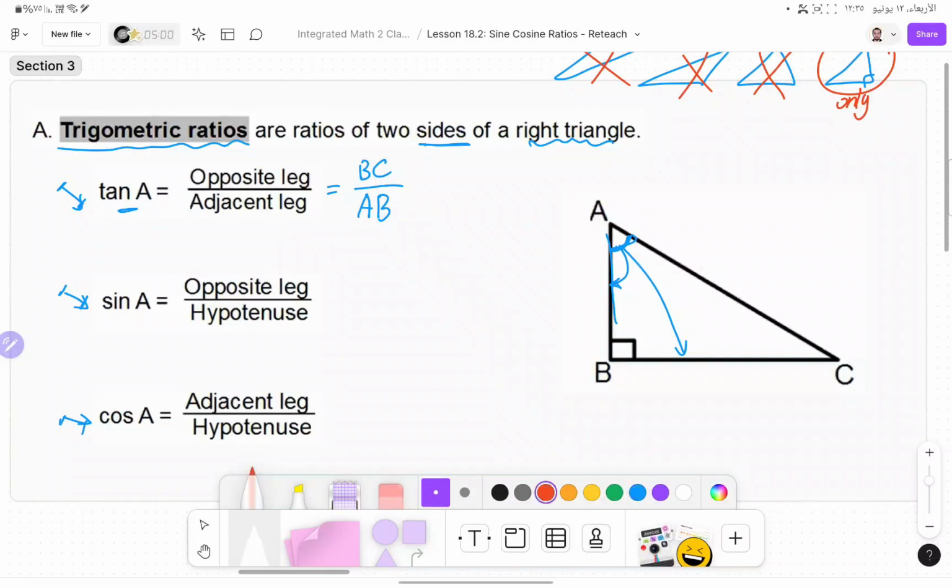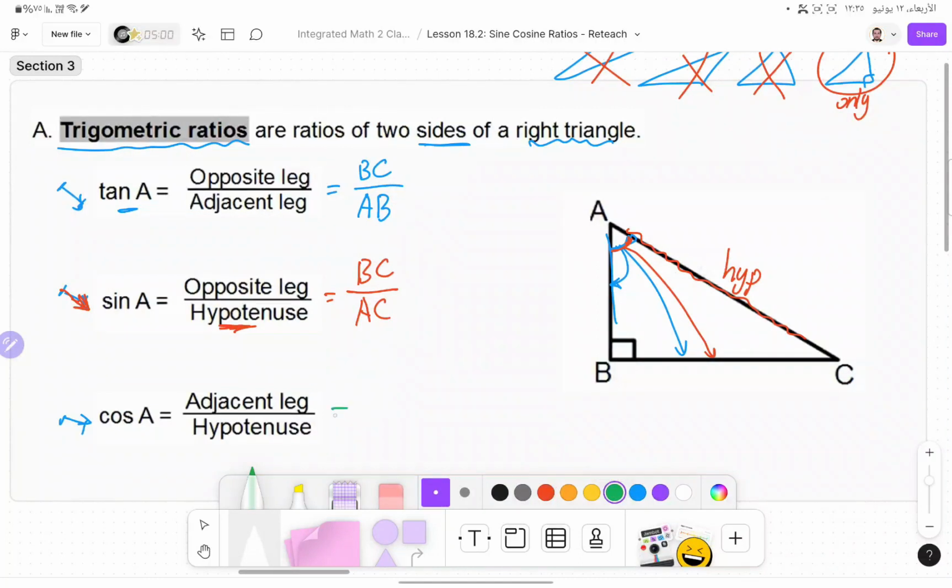Now if I ask you about sine A, sine A is opposite over hypotenuse. Related to angle A, the opposite side is also BC. But the second one is the hypotenuse. The hypotenuse is the longest side, and it is always opposite to the right angle. So AC is my hypotenuse.